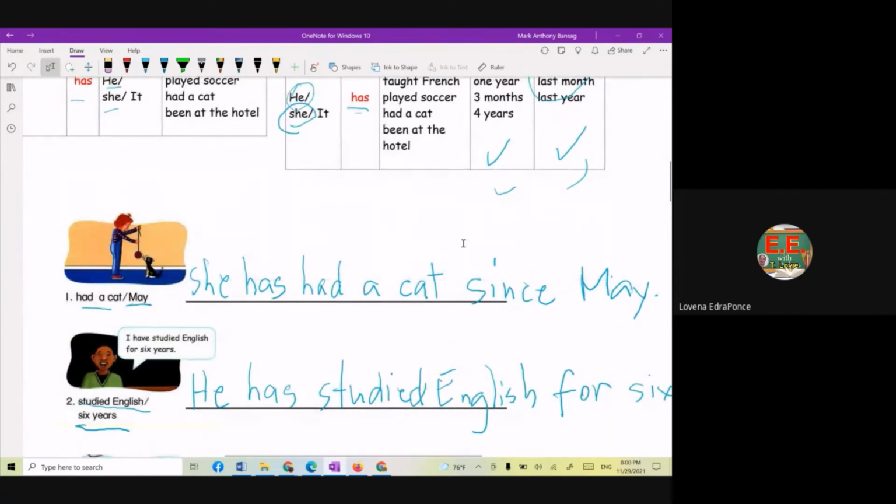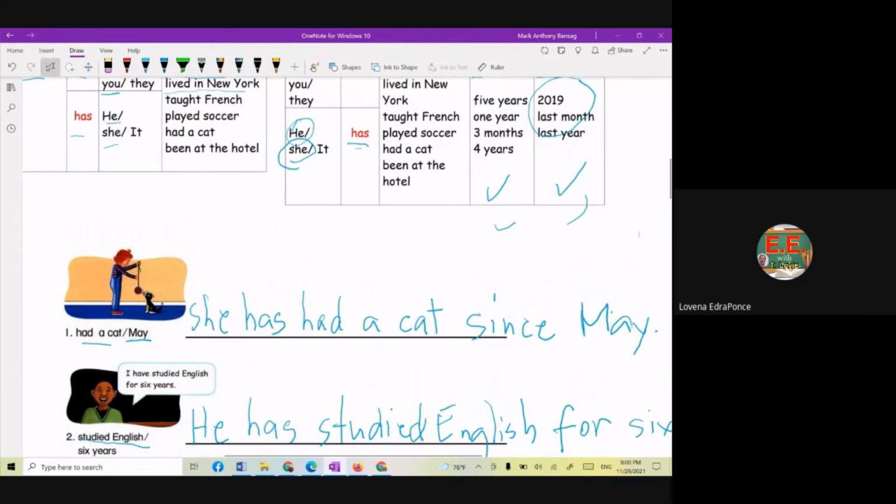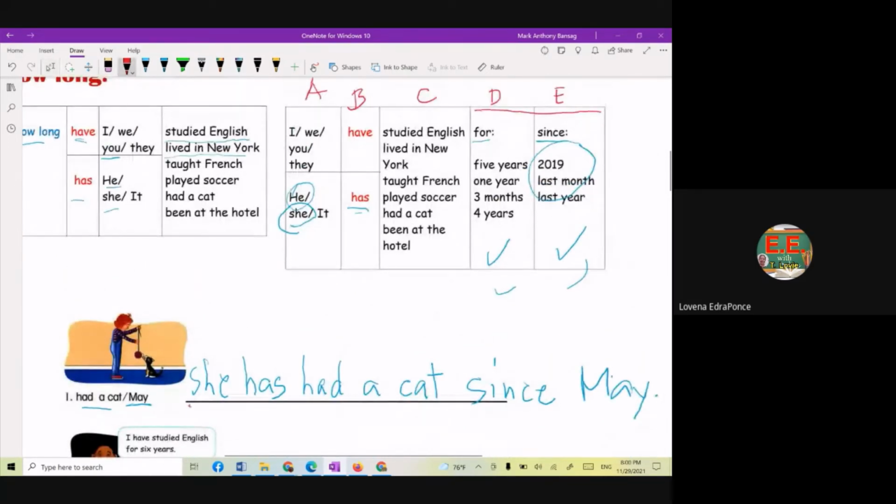Okay, for example, so here we said she. Okay, she is for our A. Has, have for our B. Okay, this is our C, had a cat. Okay, and this is our D. Since May. So this one, I only use E, since May. Okay, so you can write D or E alone, or you can use D only, no E.